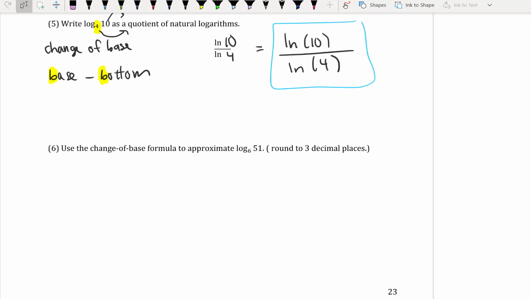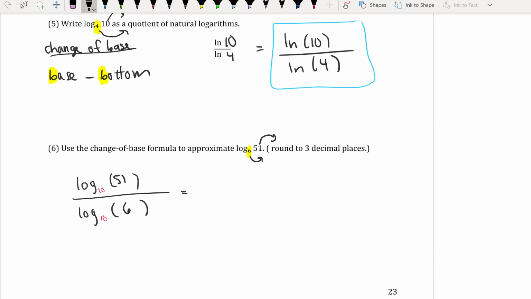And then here for number 6, it specifically says use the change of base formula to approximate log base 6 of 51. So because of the change of base that we used earlier, we are going to rewrite this. So I'm going to have log and log. What we want to do for the log, it defaults to a base 10 on your calculator, so it's easier to calculate when you want a decimal approximation if you have log base 10. So remember what I said, base goes to the bottom. So I'm going to have a 6 in the bottom, so that tells me my 51 goes in the numerator.